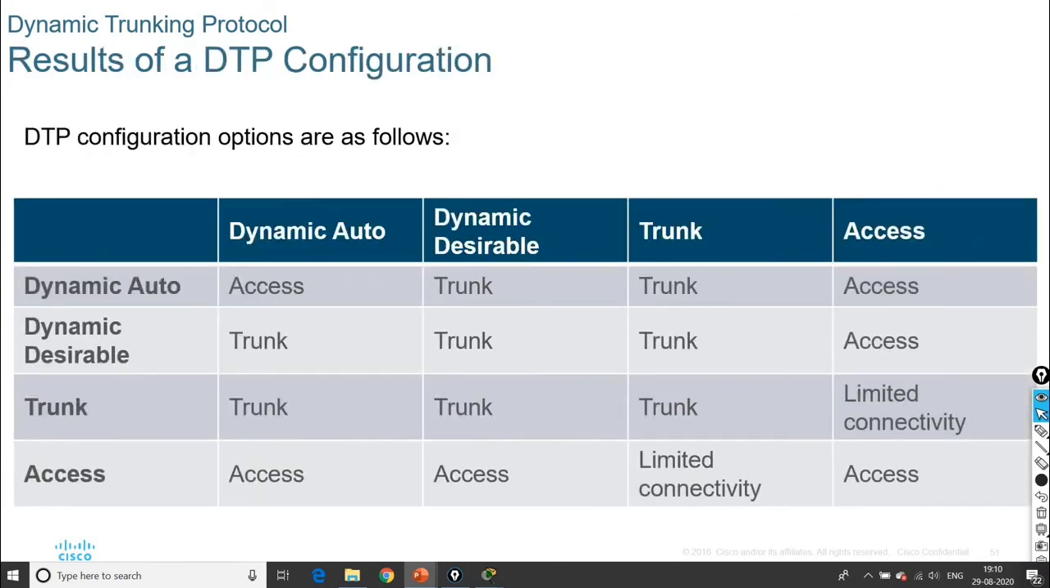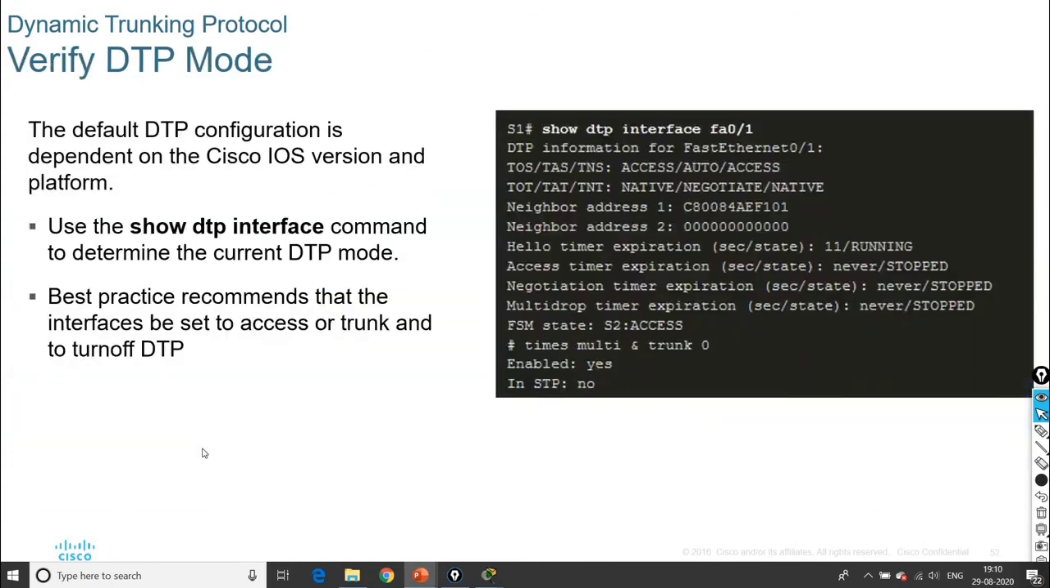So results of DTP configuration. These are some options you can see: dynamic auto, dynamic desirable, trunk and access. You can see the access and trunk results for different combinations. So to verify the DTP mode, to determine the current DTP mode, we use the show dtp interface command.